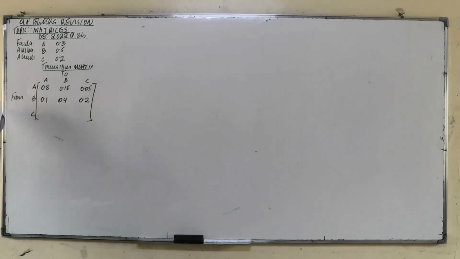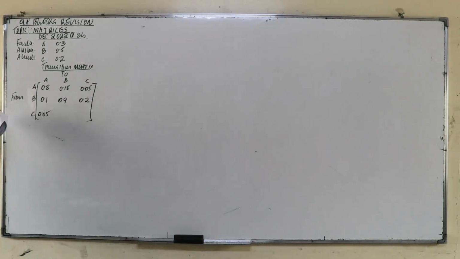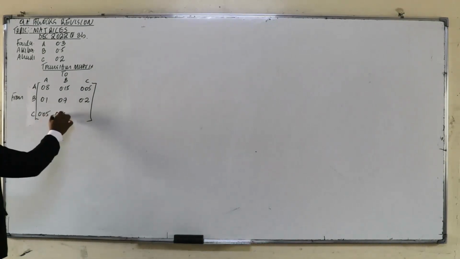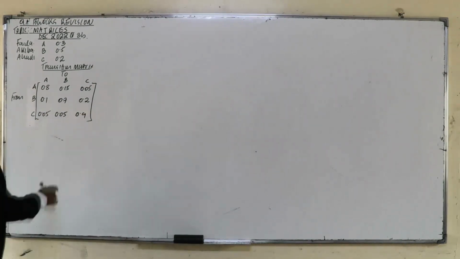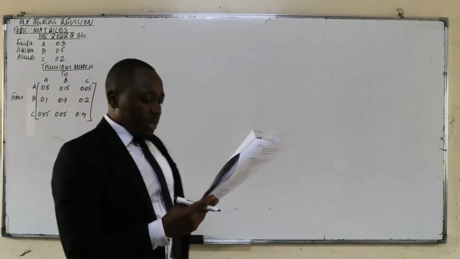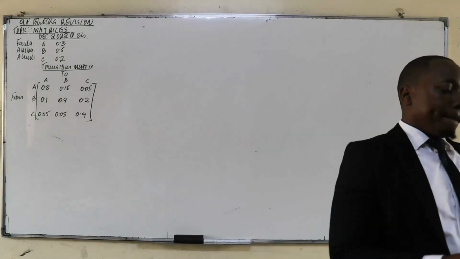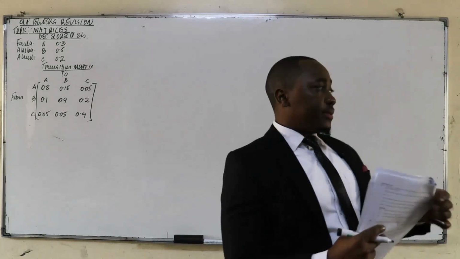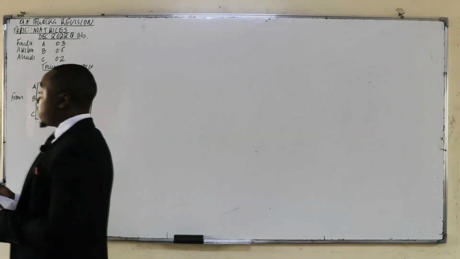Number 3, Ahadi Bank, now Ahadi is our C. Ahadi Bank had lost 5% of market share to Faida, so it's 0.05 to Faida, and also 5% to Akiba. So how much did they retain? 0.9, 90%. There were no significant changes in the banking habit of the customer during the year ended 1st of December 2021. Required. Determine the transition matrix from the above information.